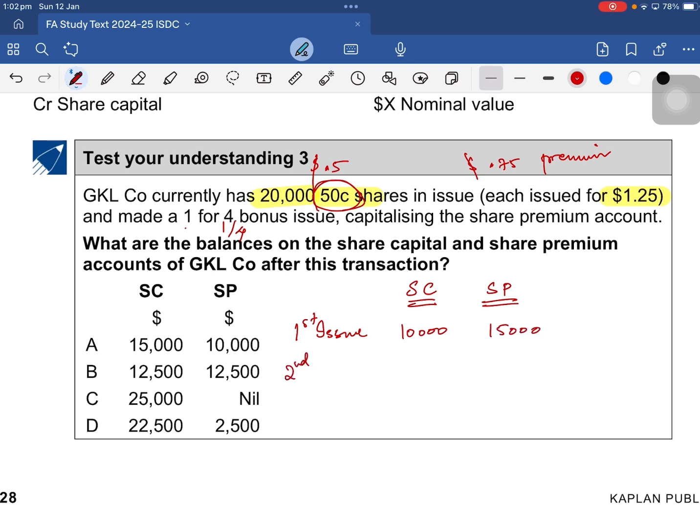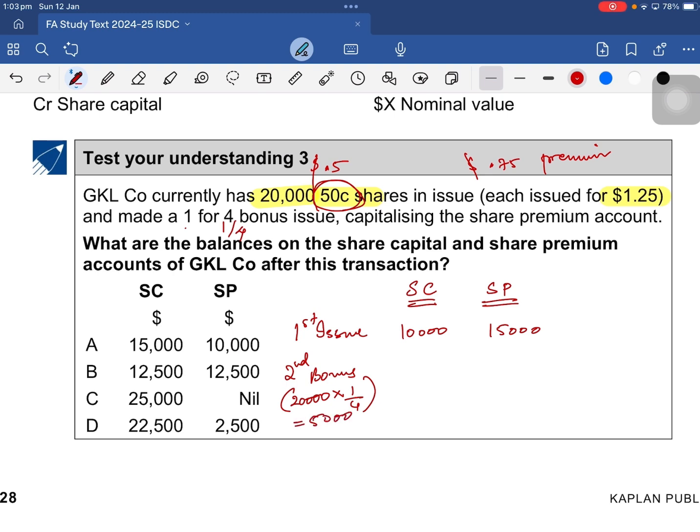Second time what happened? There is a bonus, right? And how much is the bonus? 20,000 shares into 1/4. That is 5,000 shares. Clear?